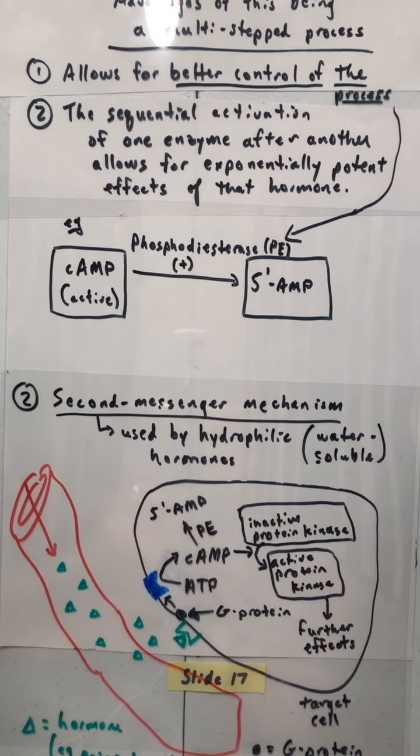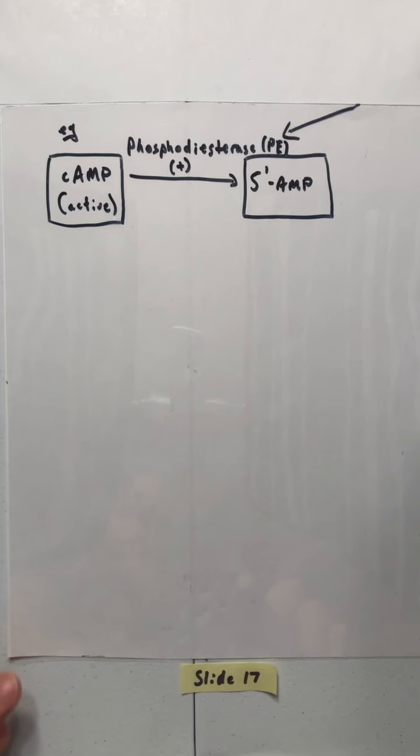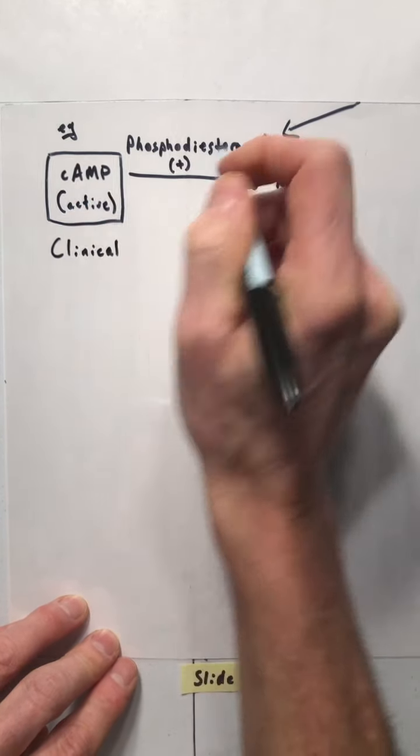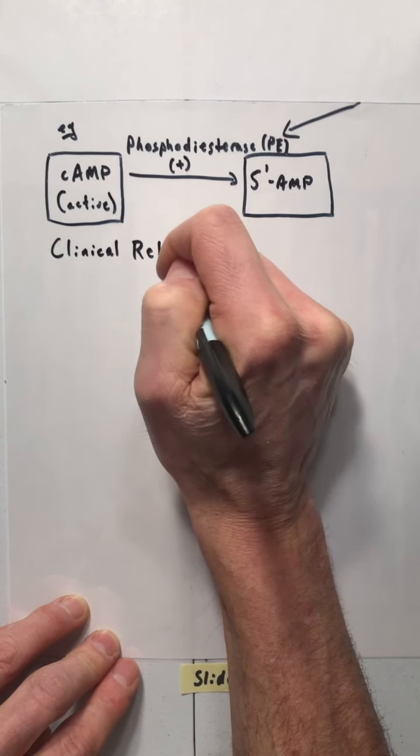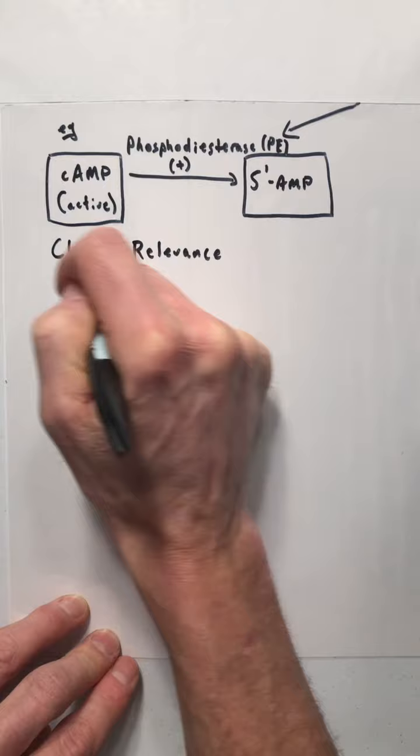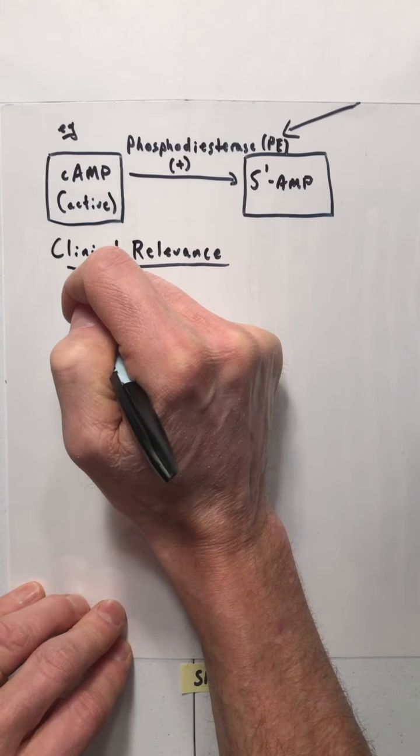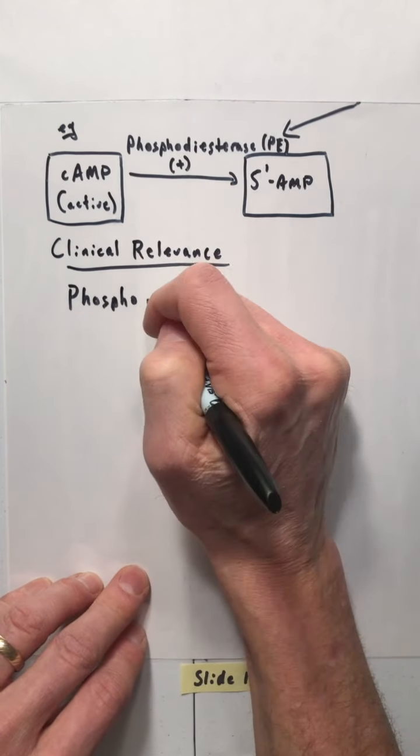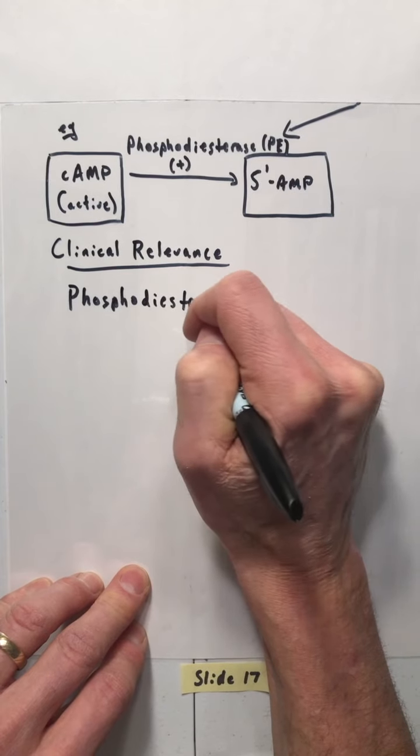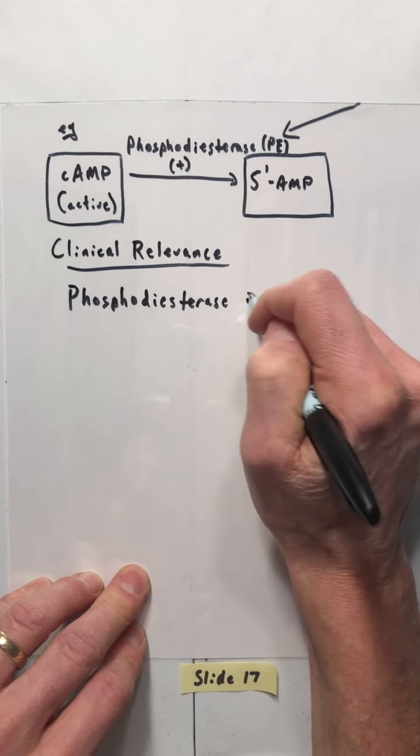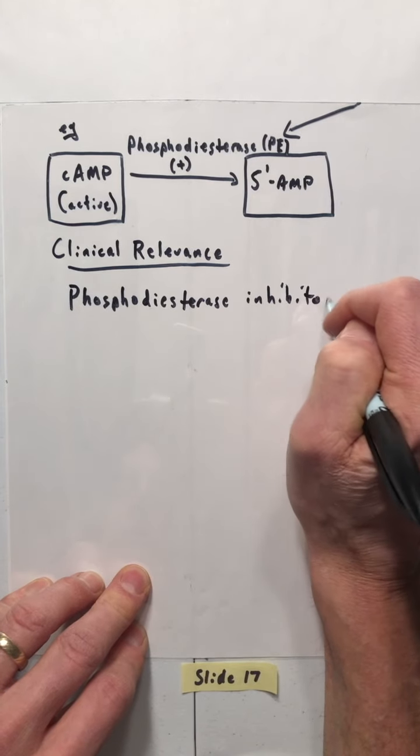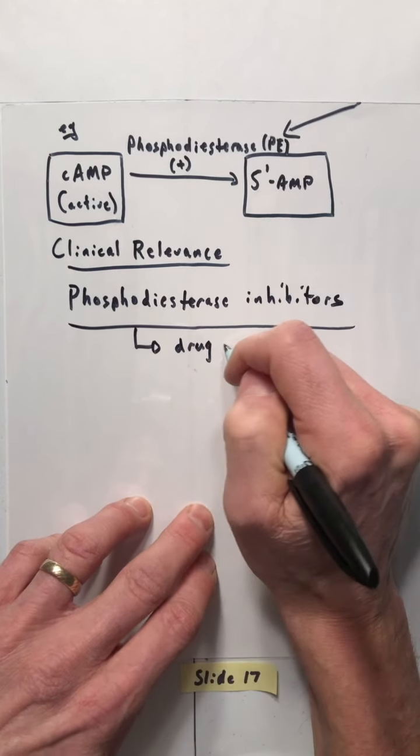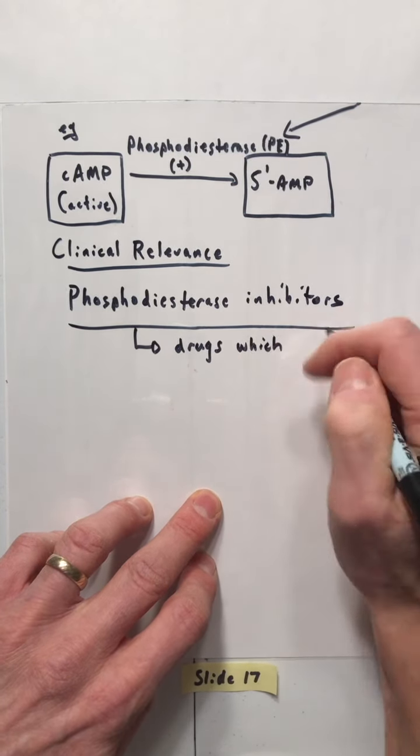And it turns out that that's a very important clinical point to make. Why is that so important clinically? Well, the clinical relevance of knowing about phosphodiesterase is that there are a group of drugs called phosphodiesterase inhibitors that inhibit the action of that enzyme. These are phosphodiesterase inhibitors. All right? And these are drugs which block the action of phosphodiesterase.